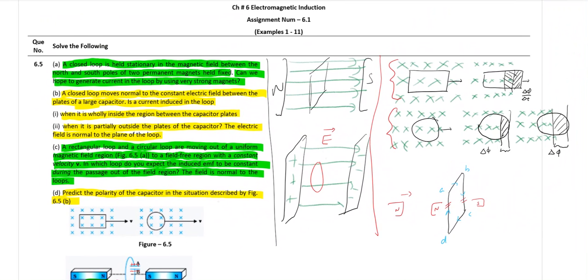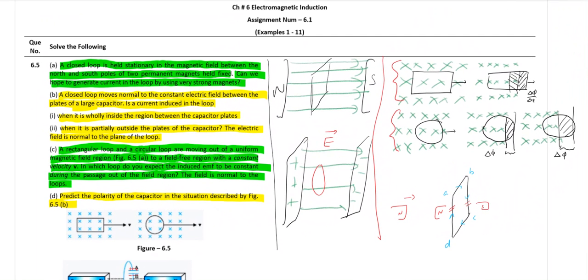So that is all about this illustration. Thank you.